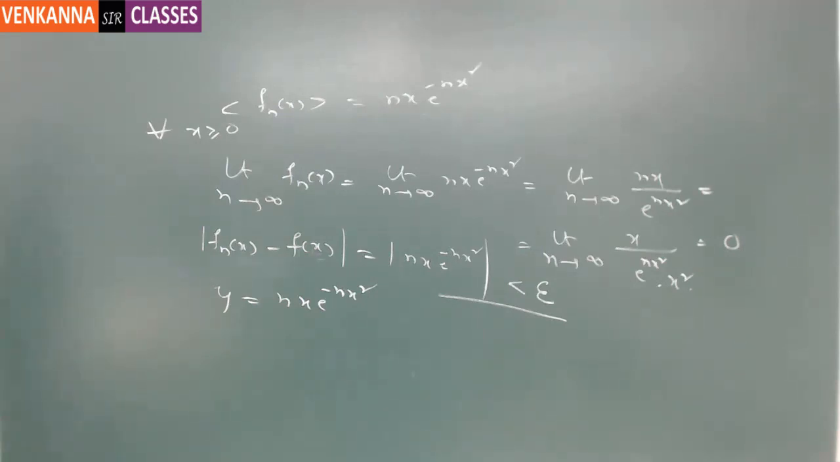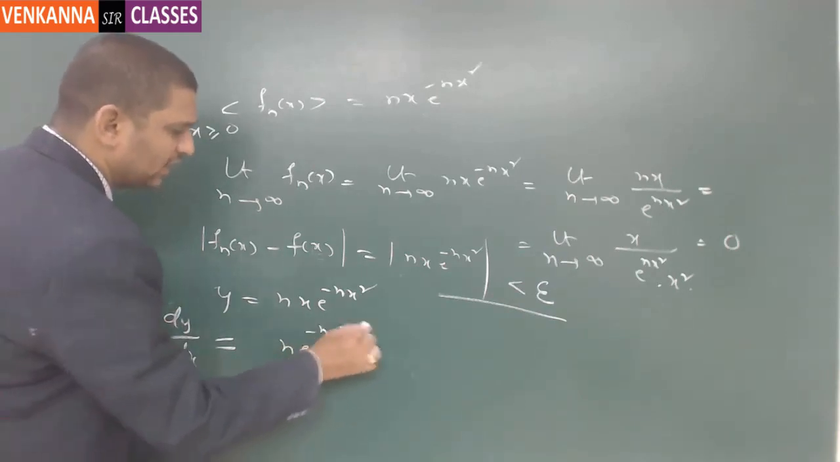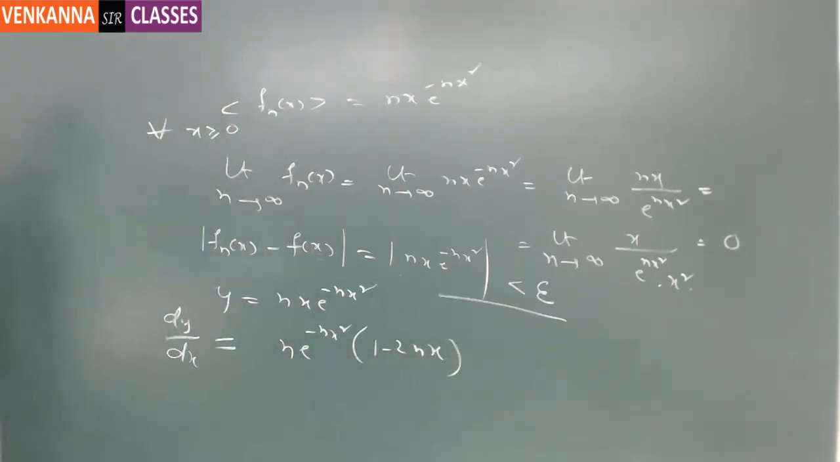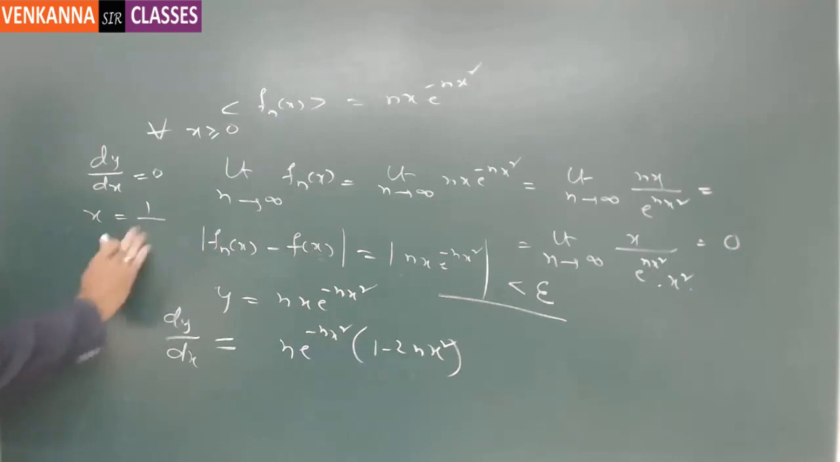So let us calculate dy by dx first. Applying UV technique, I will say that you are going to get the value as n into e power minus nx square into 1 minus 2nx square, right? So please check on that. I took the terms as common and I have done like that. So if you make dy by dx equal to 0, you will get that x is equal to 1 by root 2n. So please confirm this value, the calculation of dy by dx and the value of x.